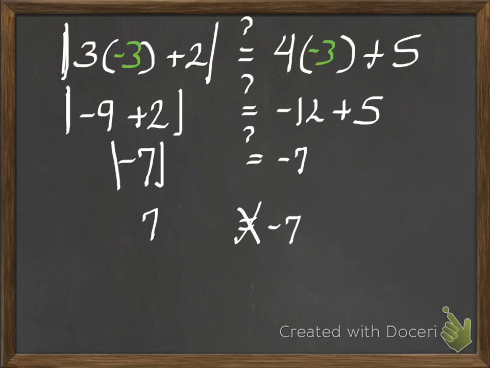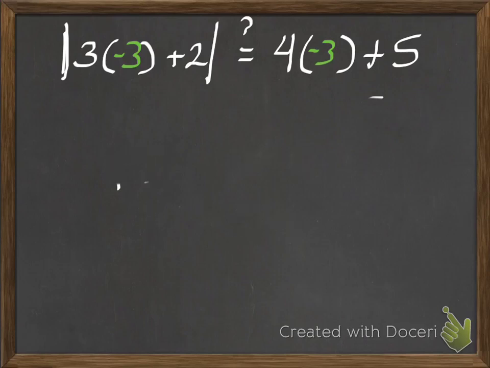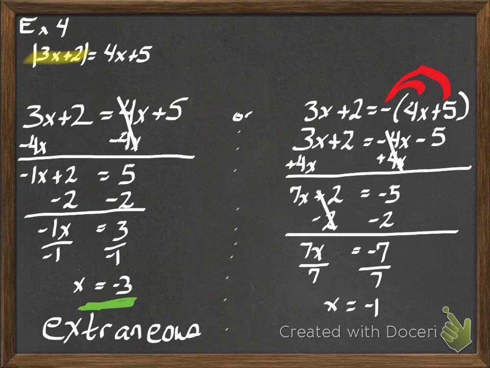Let's see if the other one is extraneous as well. And if they both are, that means we have no solution on this. There is no way for this to work. And that is possible, to have no solution. So let's find out. The other side, we had a negative 1 as what x was. So on this side, we're checking that negative 1.